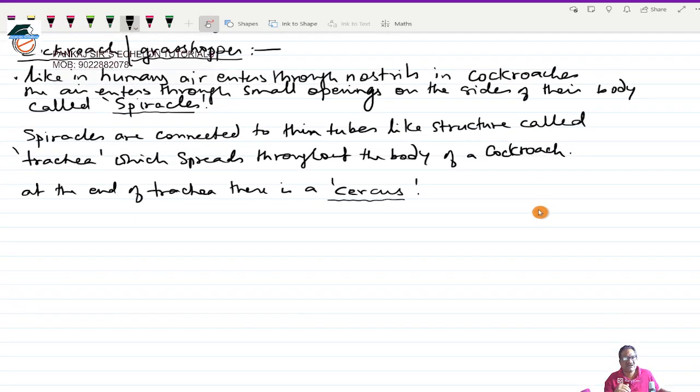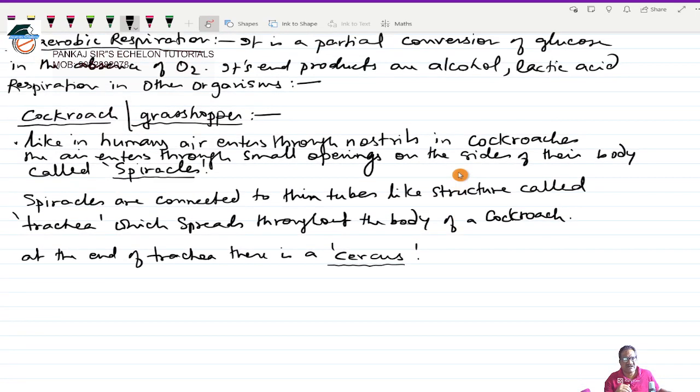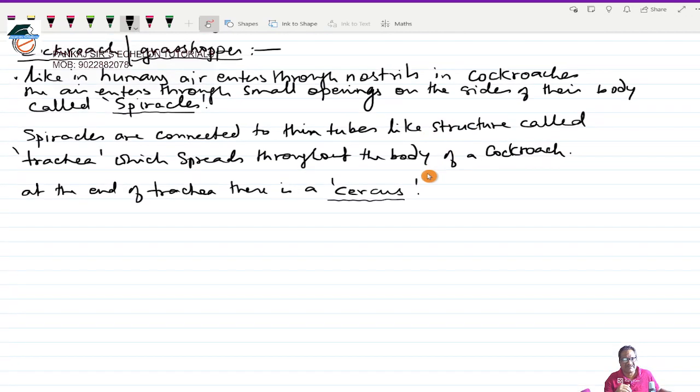what happens in the respiration of other animals. So in other animals, we are going to study respiration in cockroach and grasshopper.